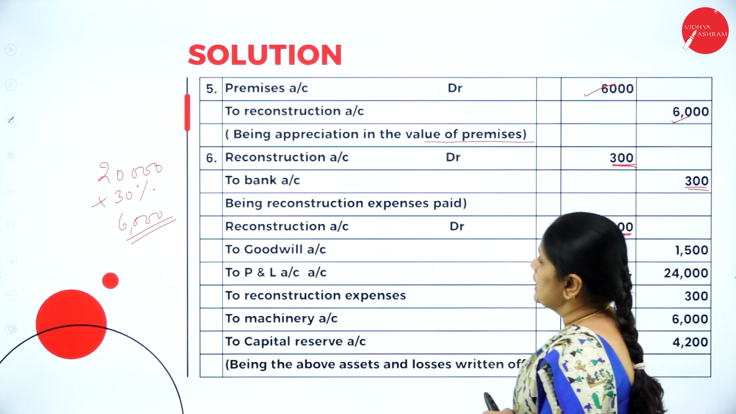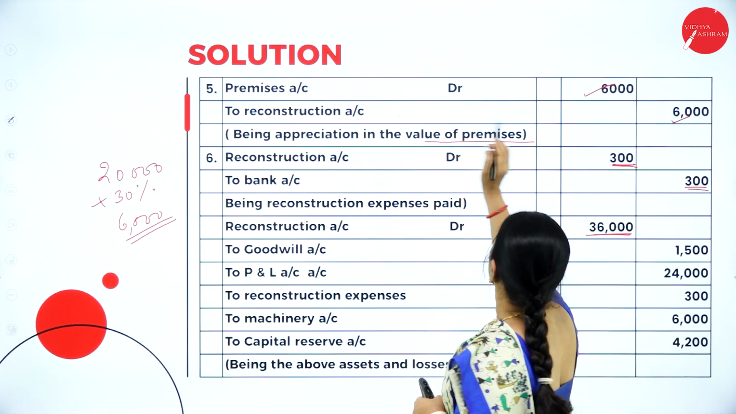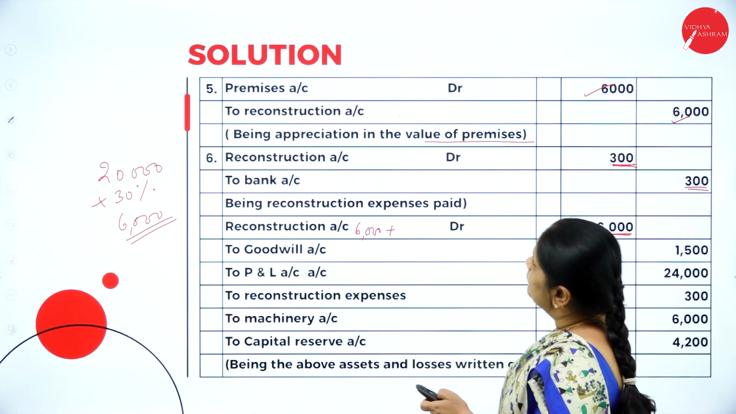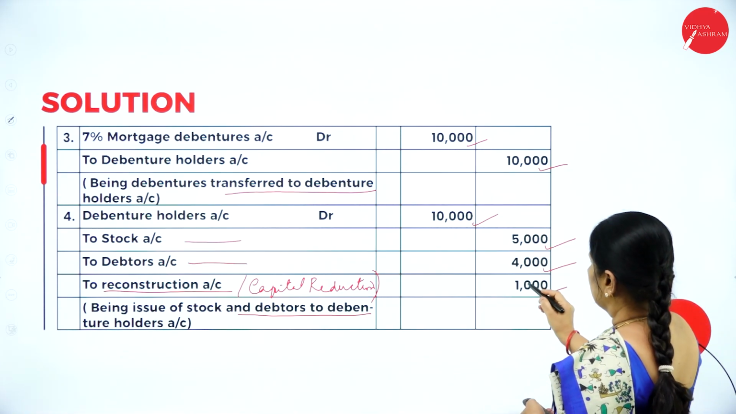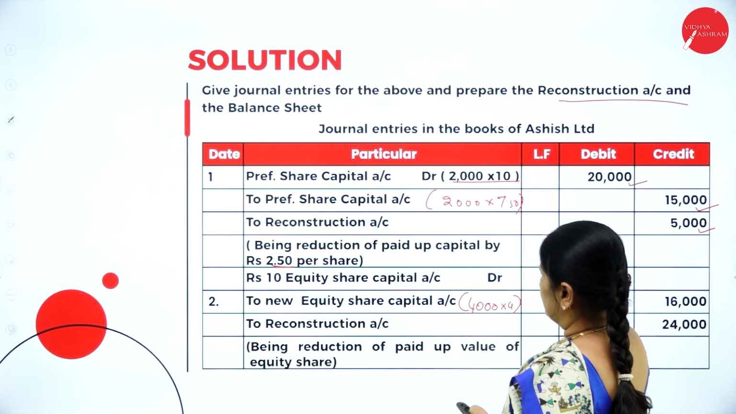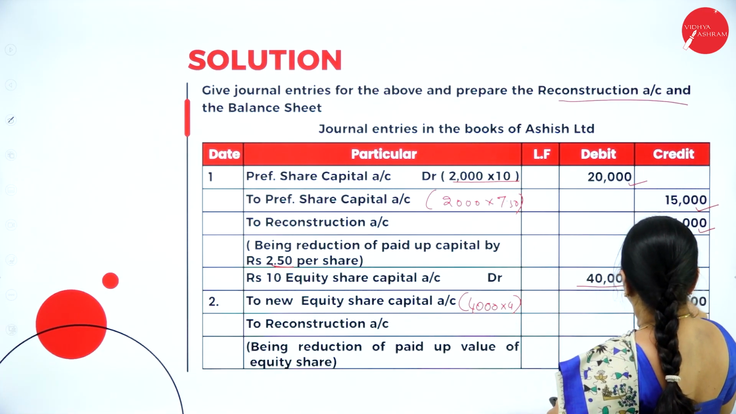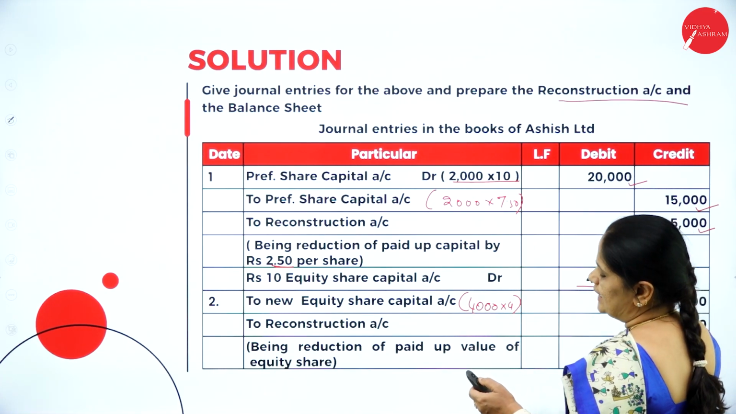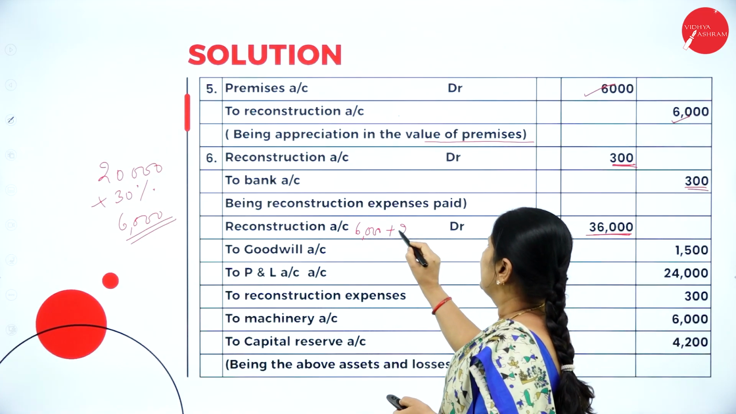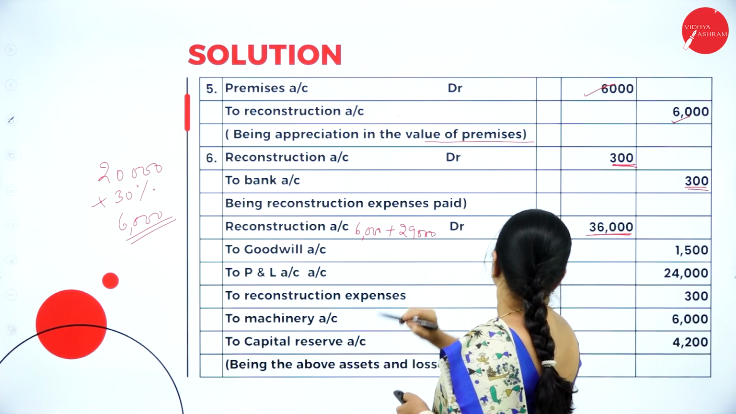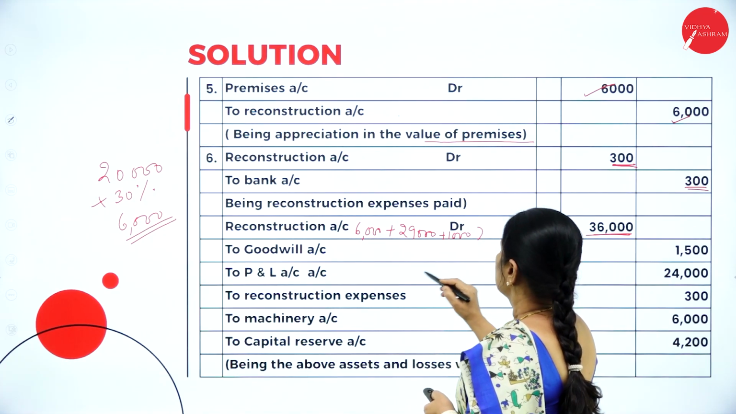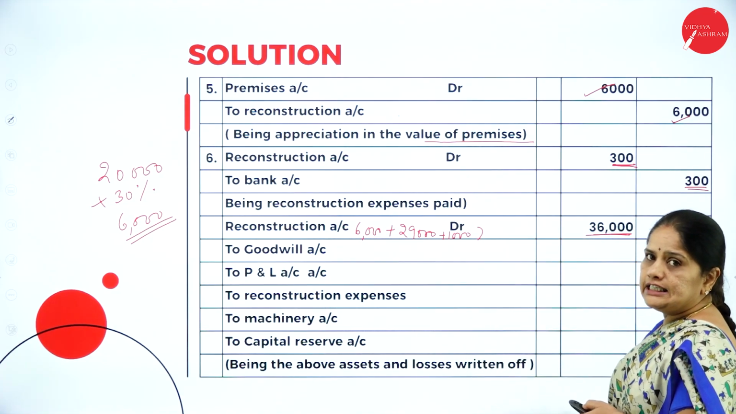So reconstruction account, here we have a credit balance of 6,000 plus, if you can see the previous entries, here 1,000, then here it is 5 plus 24, 29. So I will write here 29,000 plus 1,000. So that comes up to 30,000.